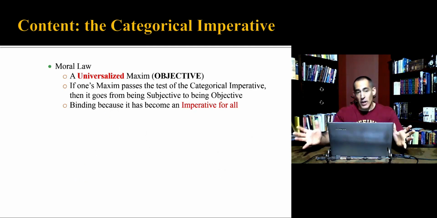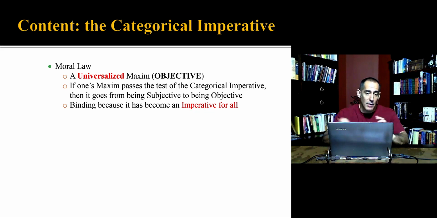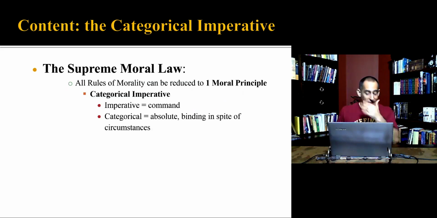The moral law has to be objective. So what we want to do is have some kind of universalized maxim, some kind of maxim or policy that applies not just to me, but to everybody. And if one's maxim passes a test of the categorical imperative, then it goes from being subjective to objective. So there's a way to actually get this objectivity that we're looking for within our moral system. And it becomes binding and an imperative for all people if it passes the test.